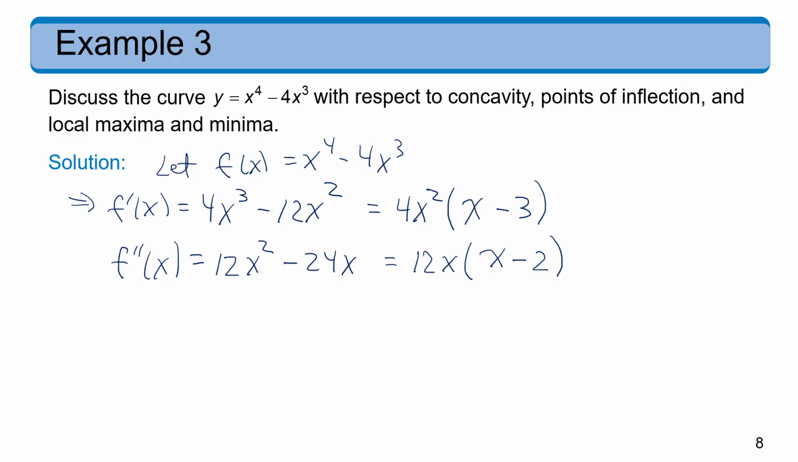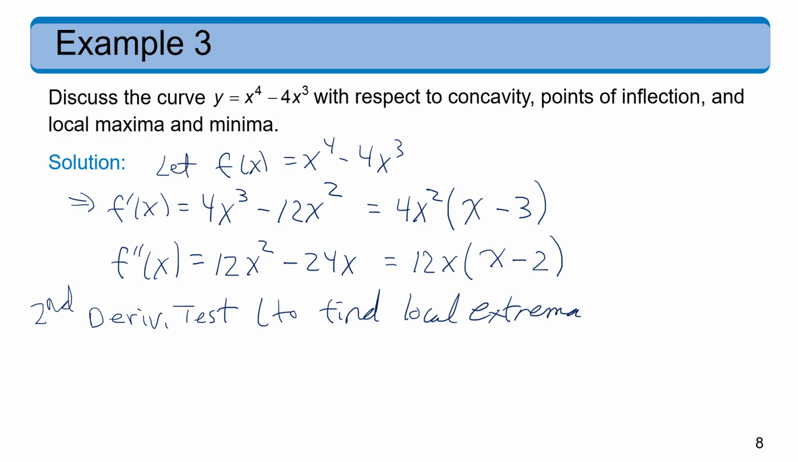Now we could answer any of these questions in any order, but I think I'll start with the second derivative test. Remember, that is to find the local max and min. So for this, we start with the critical numbers, but it's not all of the critical numbers. It's only the ones that come from setting the first derivative equal to 0. We don't include the ones that make the first derivative undefined.